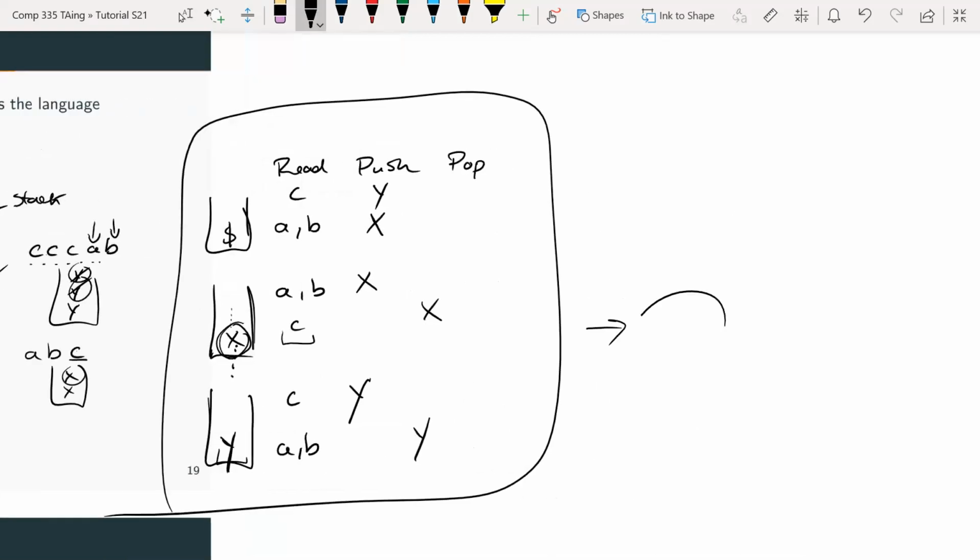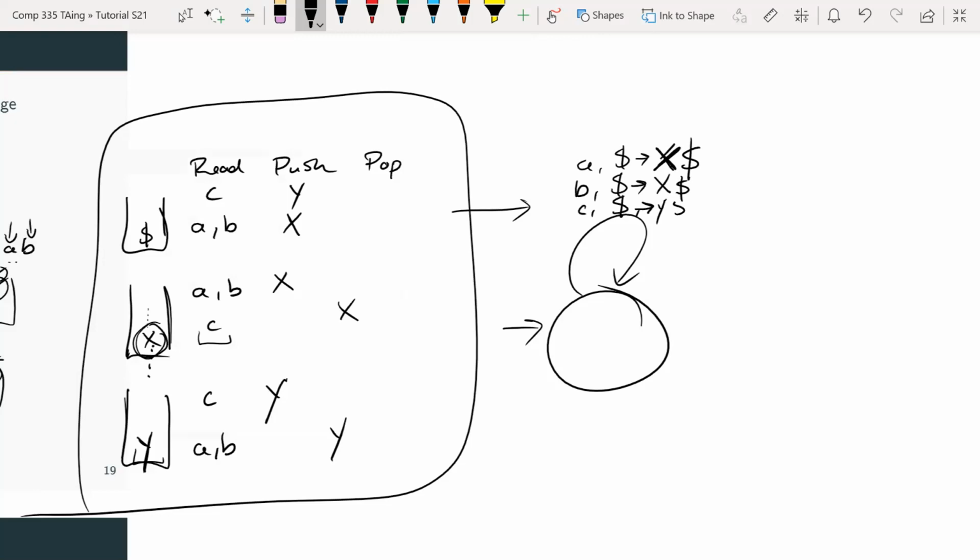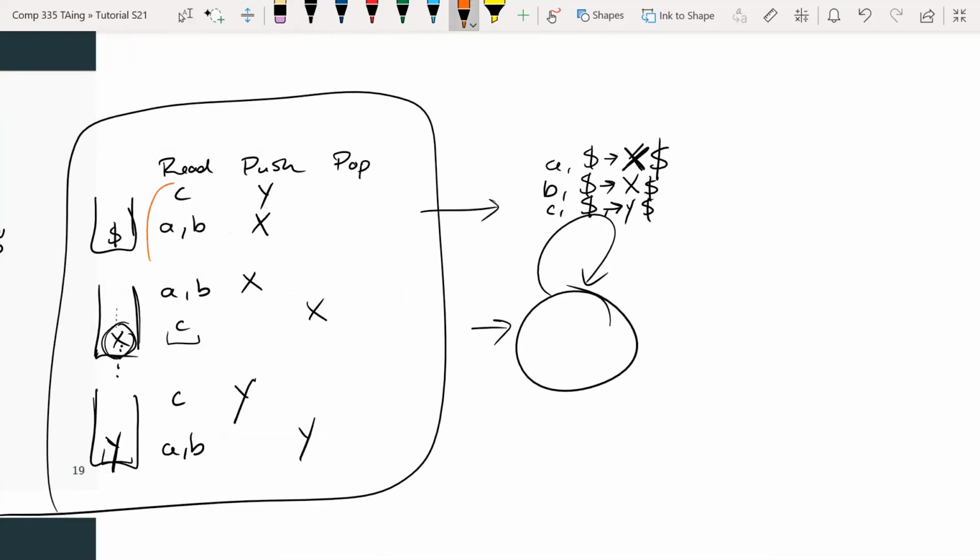So then what we can do is we can just translate that to a single state where I'm just going to do exactly what I wrote here, but I'm going to translate it to transitions. So let's say I have an A and I start with a $ sign. Then don't do this, right? Don't do $ sign replaced by X, because then you don't have a $ sign anymore. So you need to do X $ sign, okay? And the same thing for B, you have $ sign, add an X to the top of your $ sign. But if you have a C, then add a Y to the top of your $ sign. Okay, so that's for this guy.